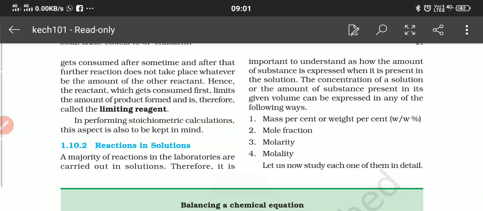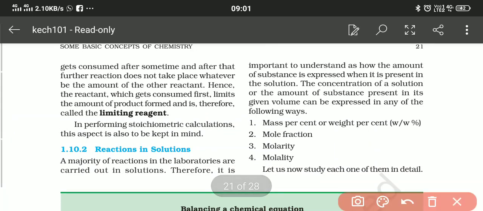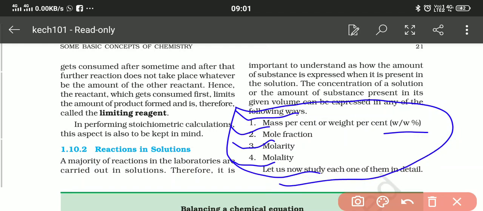Now the last point, reactions in solution. A majority of reactions in the laboratory are carried out in solution. Therefore, it is important to understand how the amount of substance is expressed when it is present in a solution. The concentration of a solution is expressed as mass percentage, that is W by W, mole fraction, molality and molarity. We will discuss this in our lecture later. Okay, so now we start with the exercise.